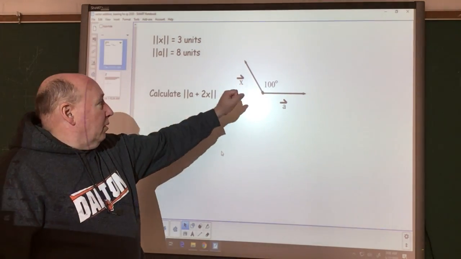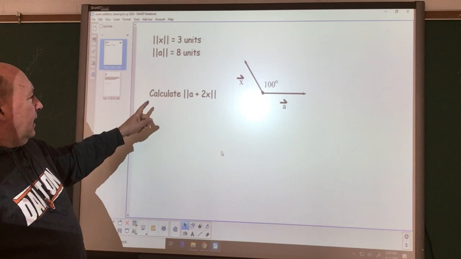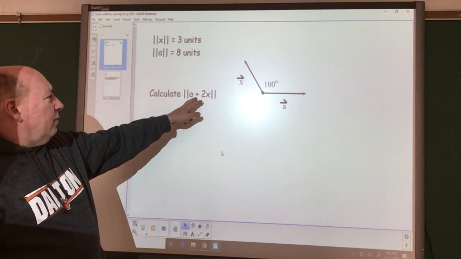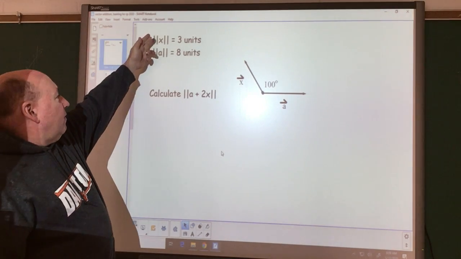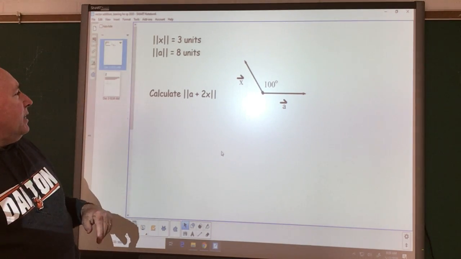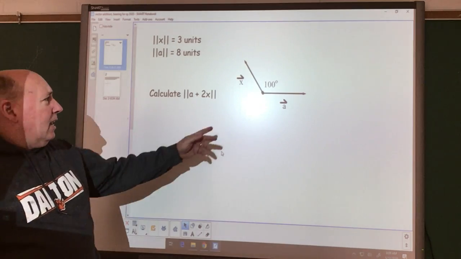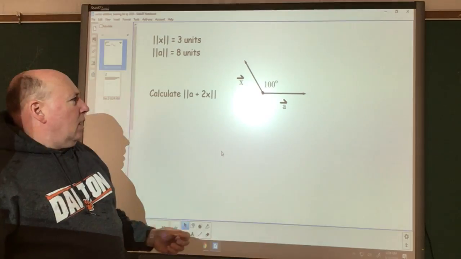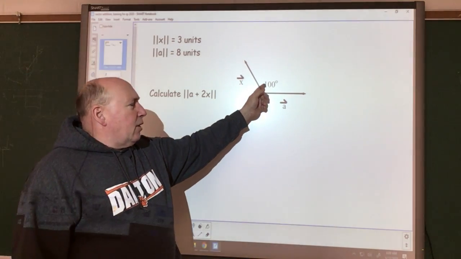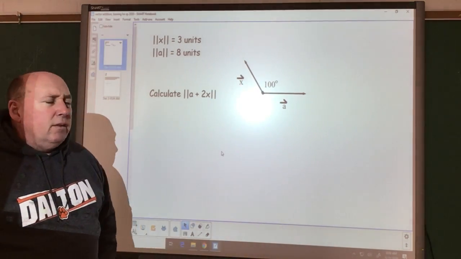What I have here is: calculate the magnitude of a plus 2x. X is a value of 3, a has a length of 8, and then we have sort of a cat dog going on here. We're connected at the tails. We have a 100-degree angle that forms these two vectors.